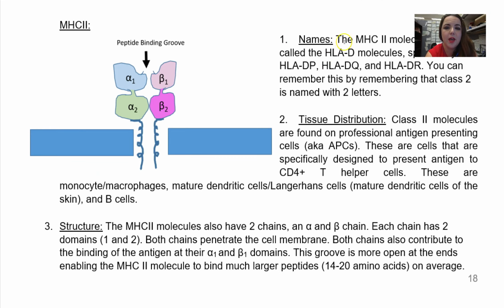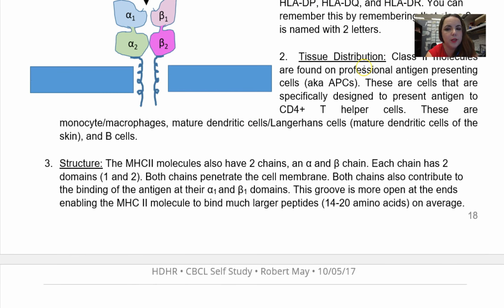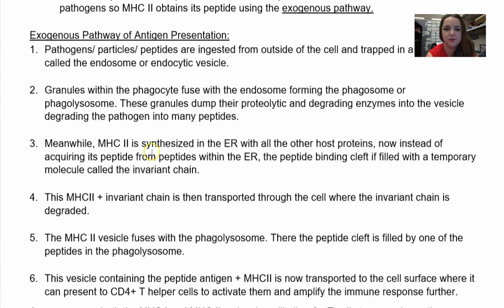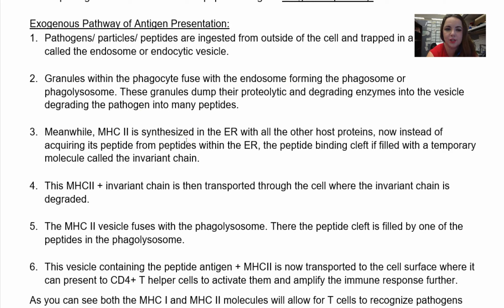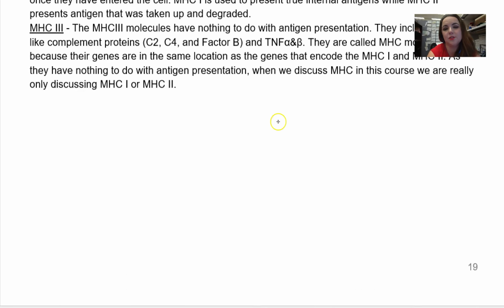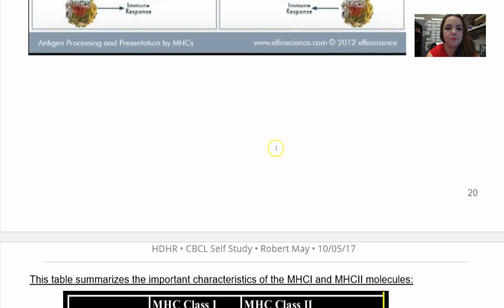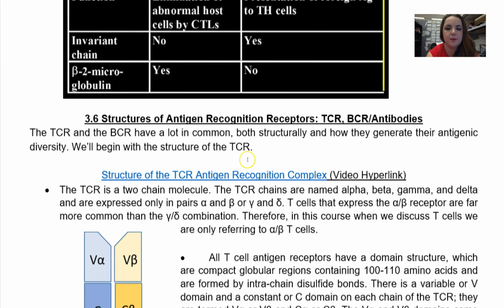MHC class 2, there are two letters for MHC class 2: DP, DQ, DR. So that's an easy way to remember it. You're only going to see these on professional antigen presenting cells, and then they present to CD4 positive T cells, and they present exogenous antigens, so like bacterial infections found outside the cell, like Klebsiella or Streptococcus pyogenes. Strep pyogenes is an organism that doesn't go intracellular. So go through that. Here's a table.